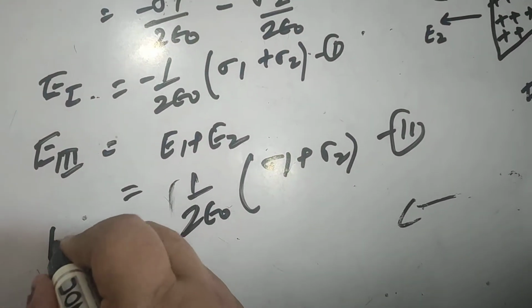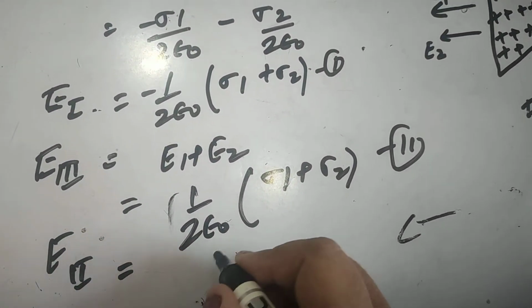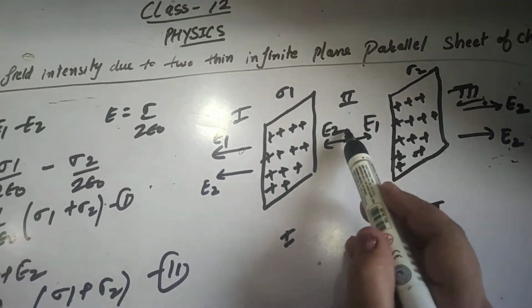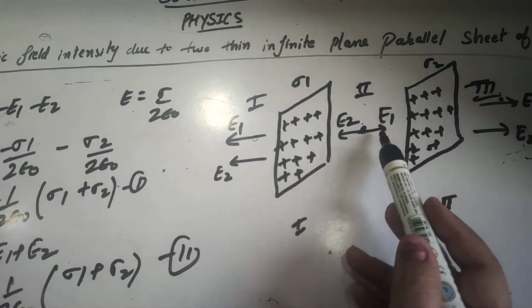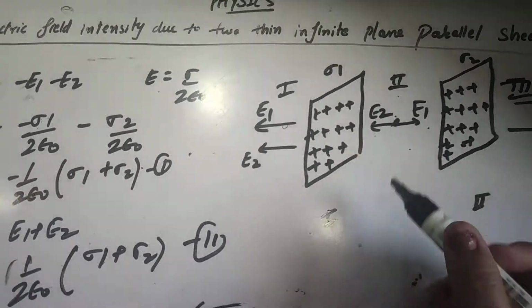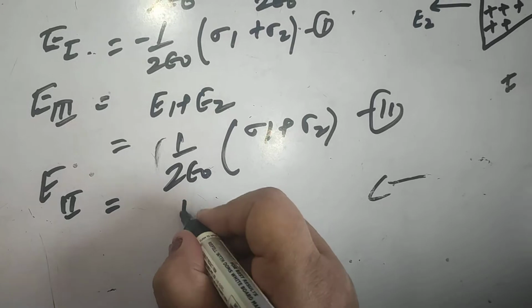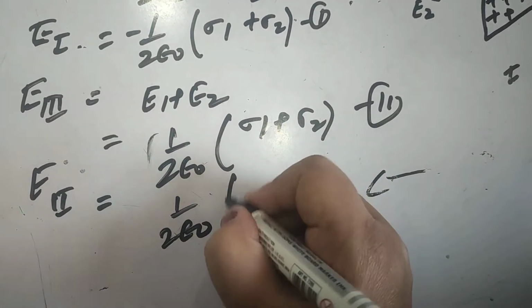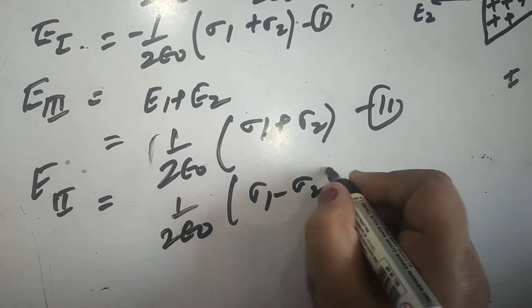For region 2 in between, you can see here E2 is along the negative x-axis and E1 is along the positive x-axis. So the net value will be E1 minus E2. That is 1 upon 2 epsilon naught, and E1 minus E2 means sigma 1 minus sigma 2. This is equation 3.